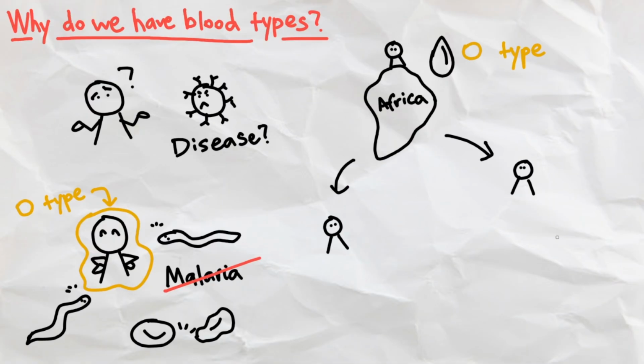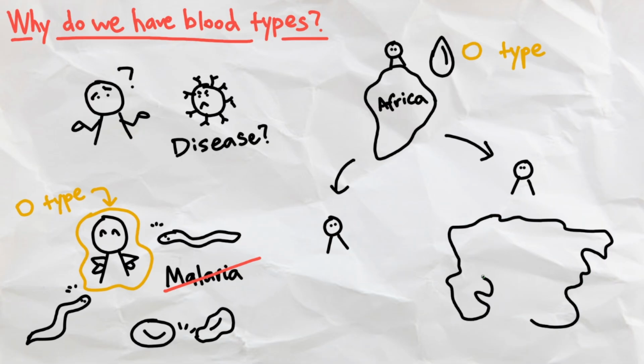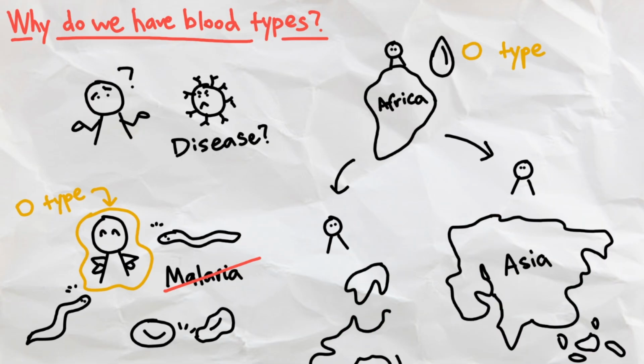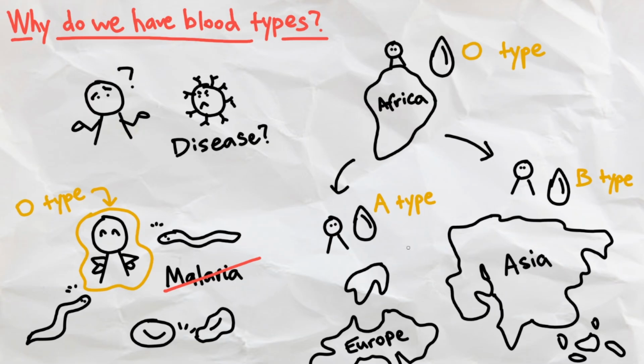Malaria has been around before humans migrated out of Africa, so many of our ancestors passed down the O blood gene to people around the world. But despite that, there's a huge population of B blood in Asia and A blood in Europe, likely to build resistance to diseases there over thousands of years of evolution.